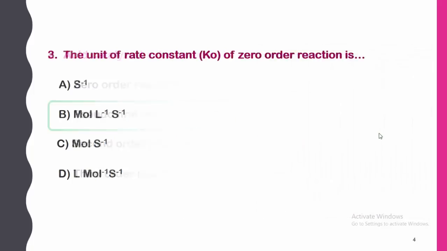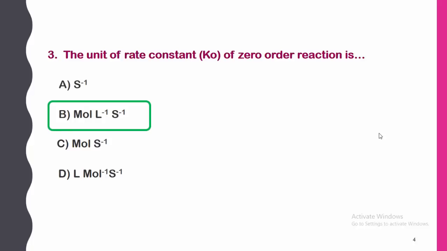Okay, let me go to the third question. The unit of rate constant of a zero order reaction. Very simple question. The unit of rate constant, that is K0, of a zero order reaction. What are the options given? A, per second. B, mole per liter per second. C, mole per second. D, liter per mole per second. The right answer of this question, that is the rate constant of zero order reaction, is mole per liter per second.